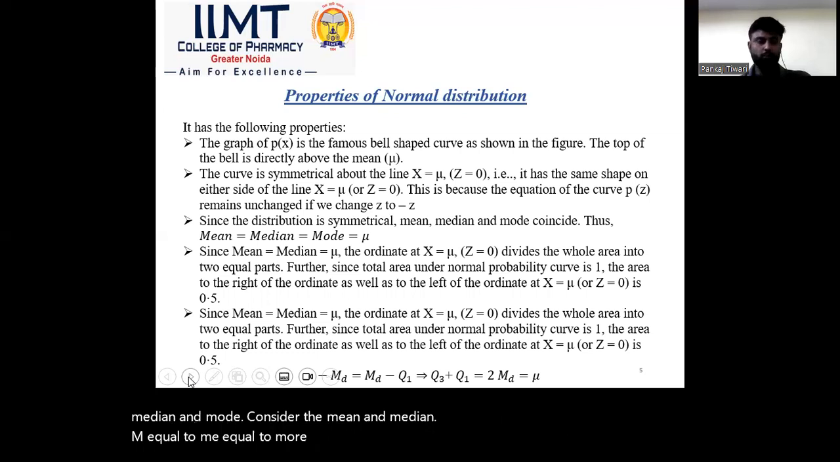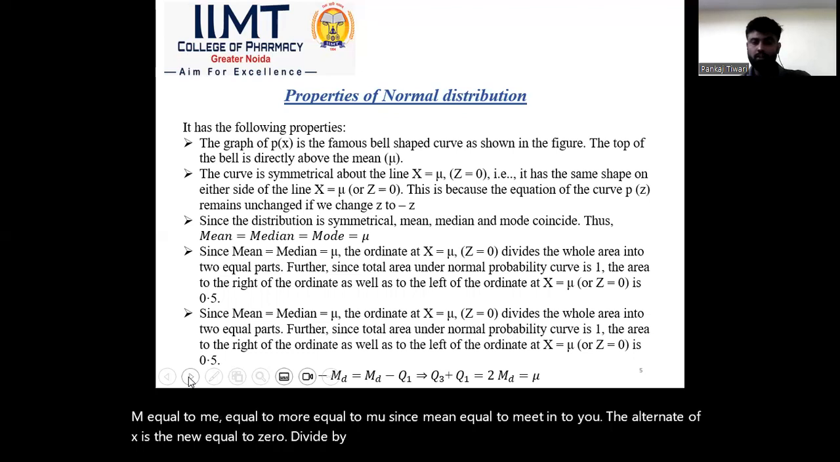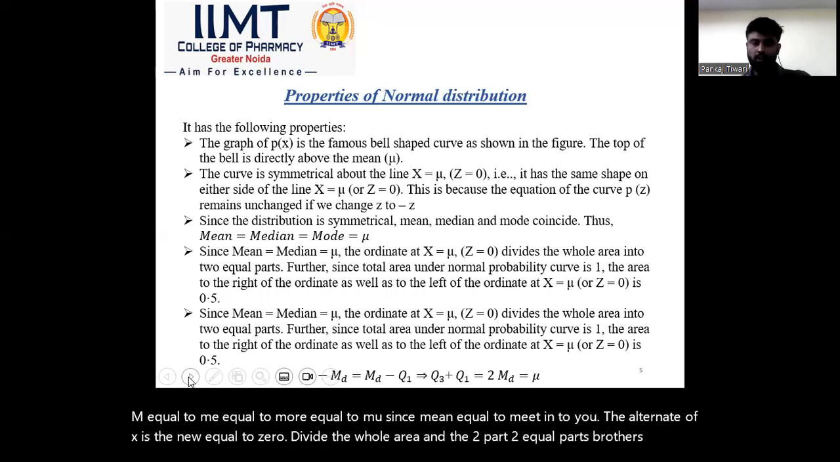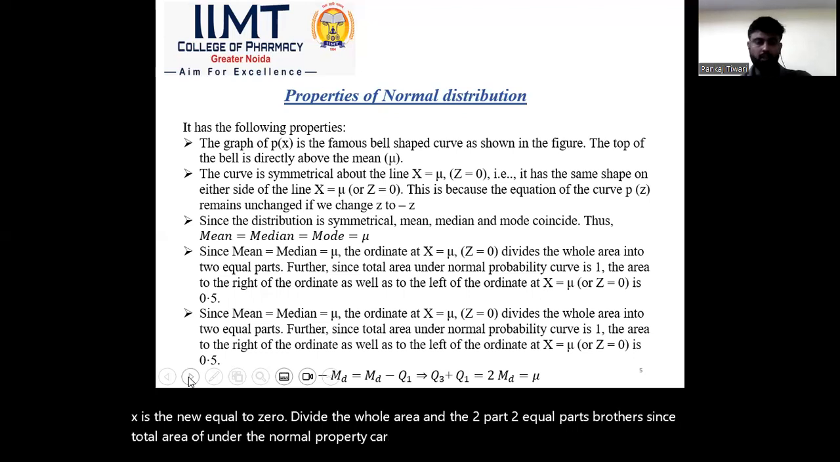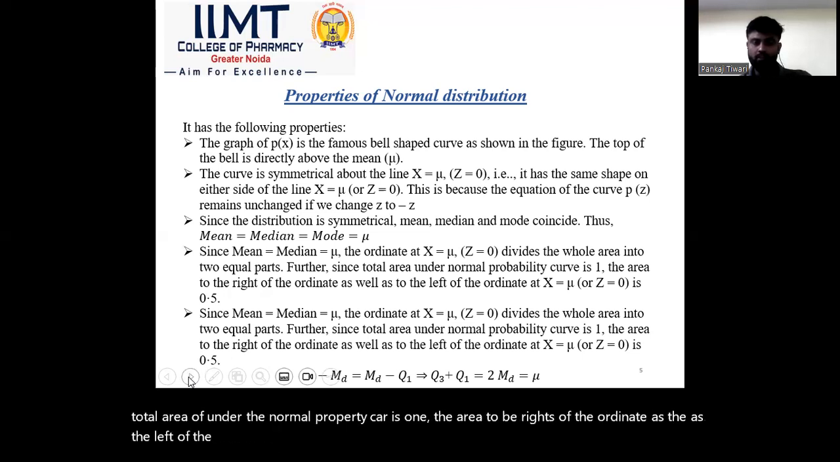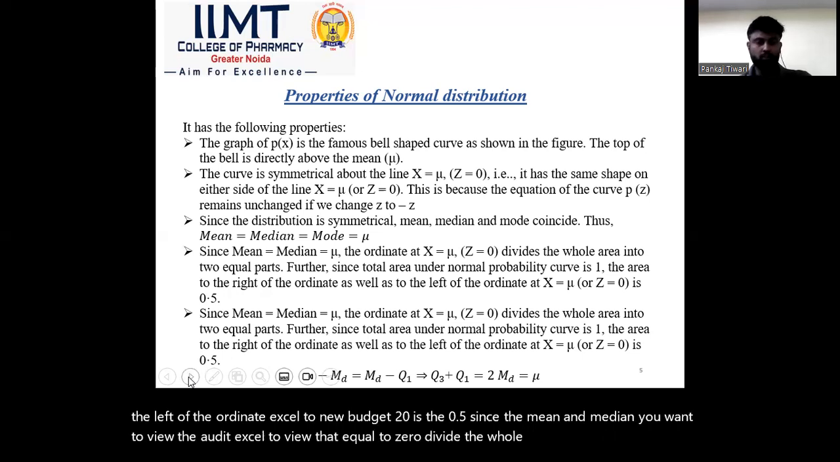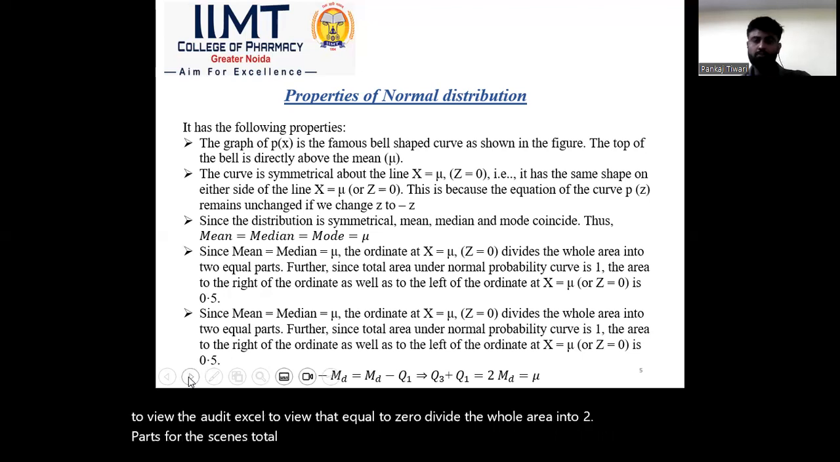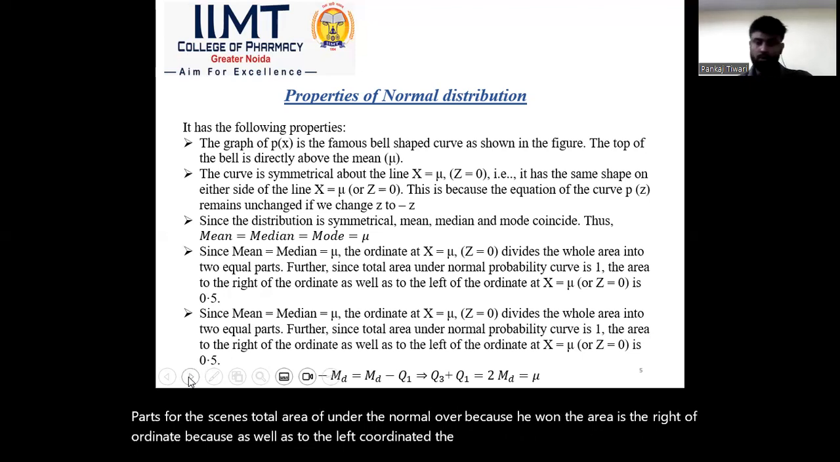Since mean equal to median equal to mu, the ordinate at x equal to mu, z equal to 0, divides the whole area into two equal parts. Further, since the total area under the normal probability curve is 1, the area to the right of the ordinate as well as to the left of the ordinate at x equal to mu, or z equal to 0, is 0.5.